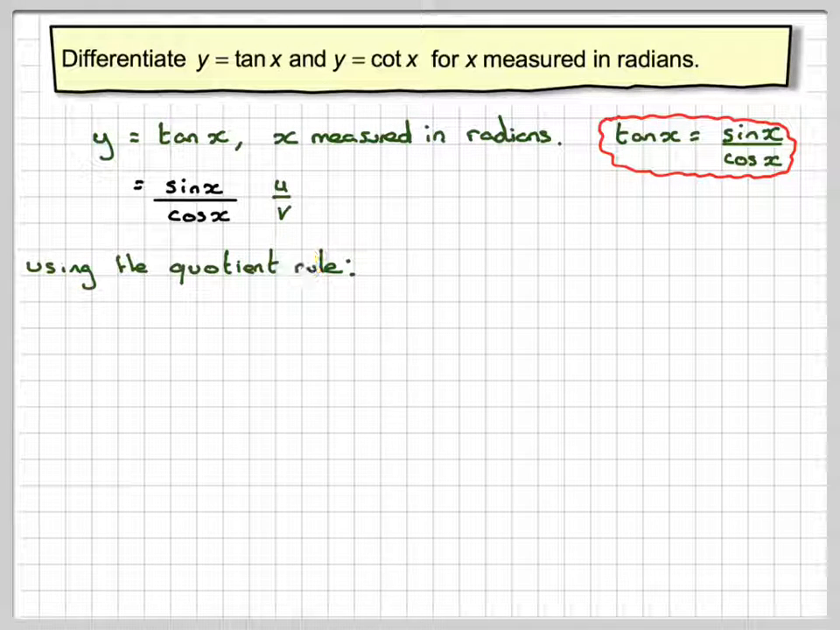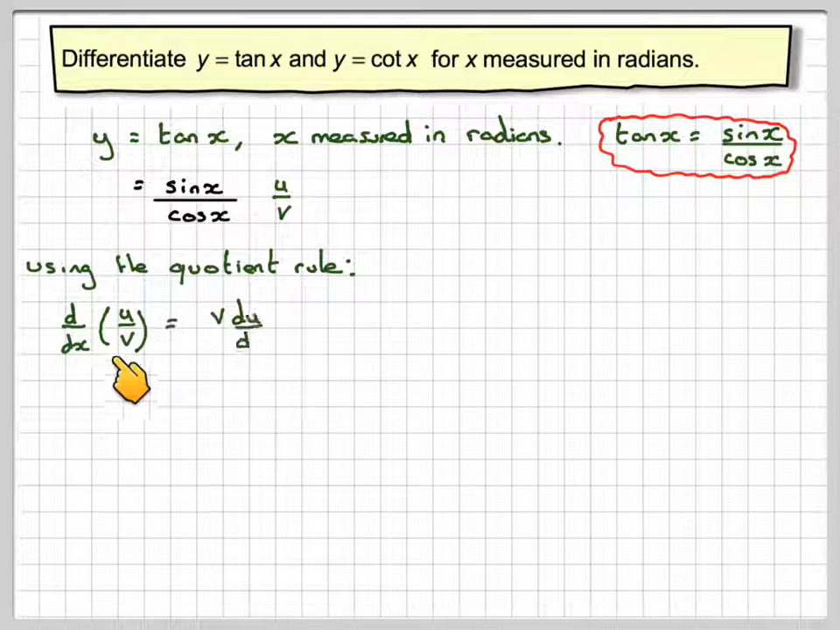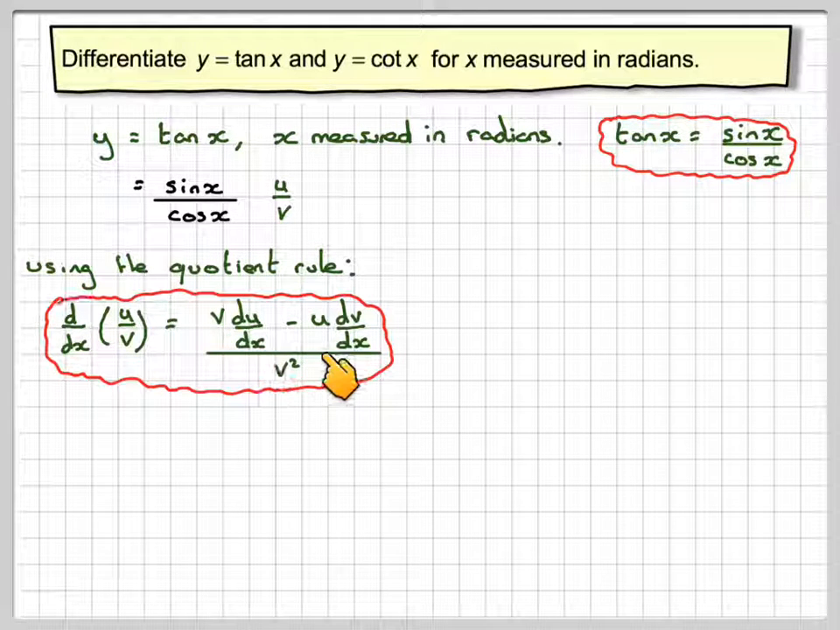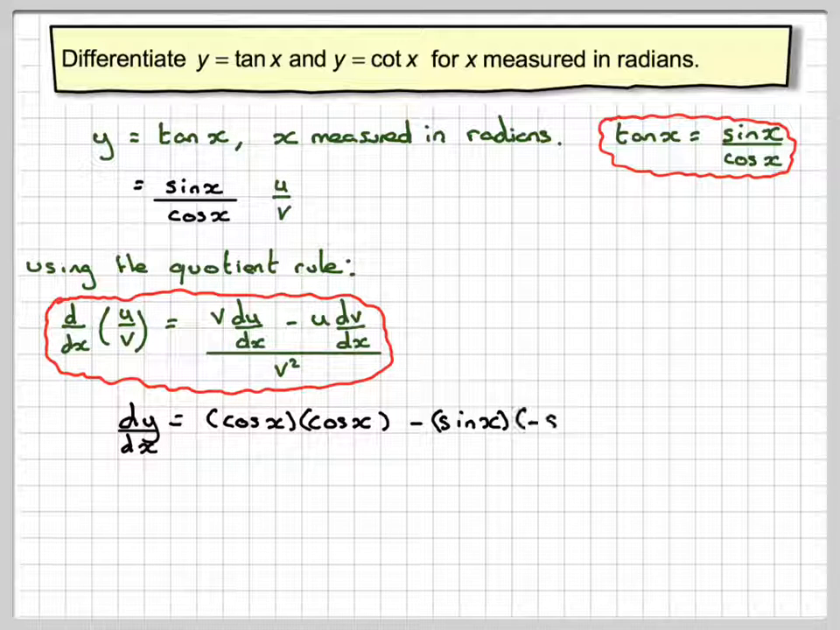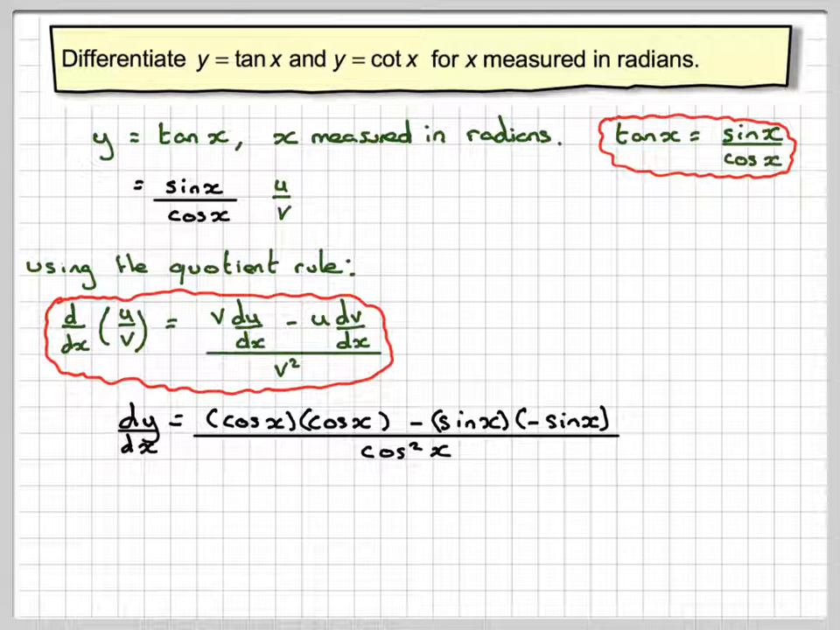It's type u over v. And the quotient rule says d/dx of u/v is v du/dx minus u dv/dx over v squared. So dy/dx will be v, which is cos x, times the differential of sine, which is also cos x, minus u, which is sine x, times dv/dx, and the differential of cos x is minus sine x. Notice a good use of brackets there. Divided by v squared, so it's cos squared x, which we write like that, cos squared x.